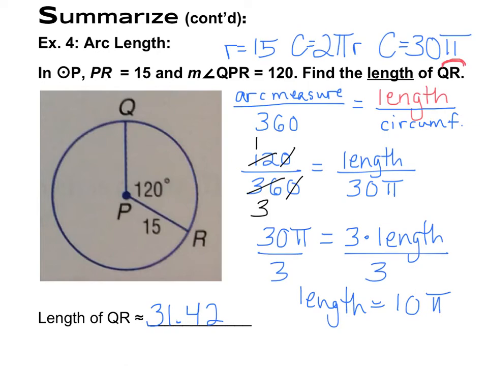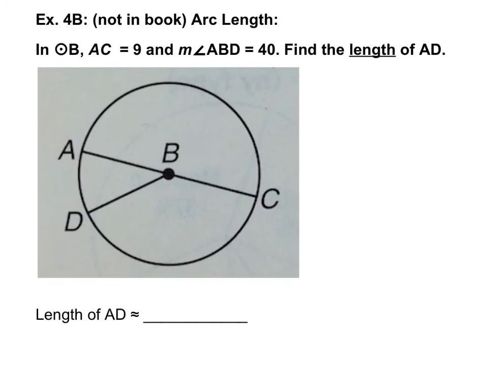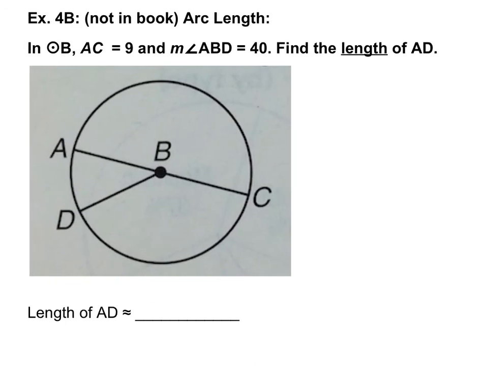So if we continue that process, a little bit of a different problem, different setup here. This one is not in your book, but same exact thing that we're being asked to do. This time we have that AC is 9, so I'm going to go ahead and draw that in on the diagram. And that is given to us as our diameter is 9. So if I use circumference equals pi d and plug in what we know, our circumference is going to be easily 9 pi.